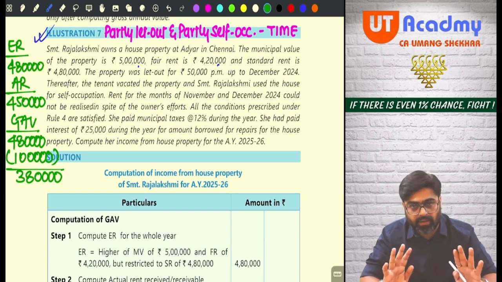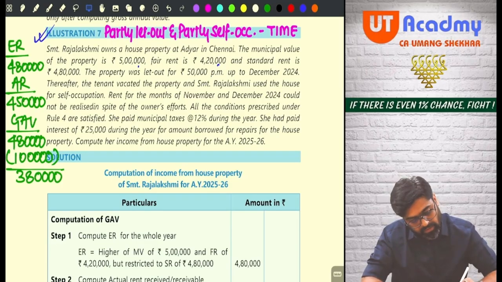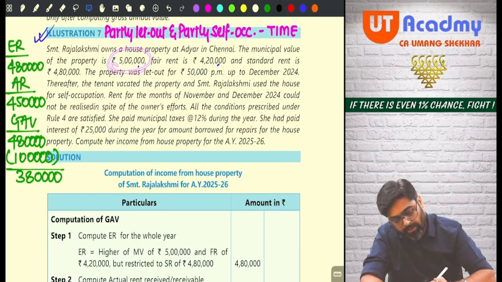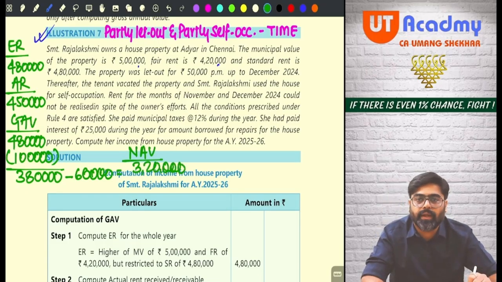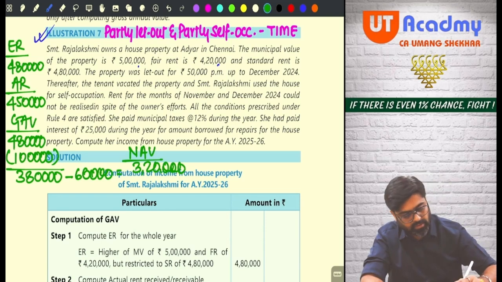If 3,80,000 is my final GAV, is there any municipal tax? Yes, sir. The municipal tax is 12%. So 12% of 5 lakhs will be 60,000. Sir, 60,000 municipal tax I will reduce from here. So my NAV will be 3,20,000, sir. Everyone got it? Now 30% of 3,20,000 will be how much? Section 24 clause A, standard deduction will be 96,000.